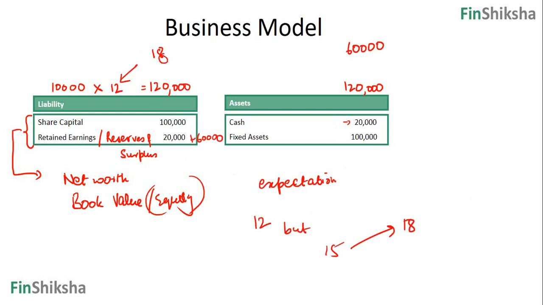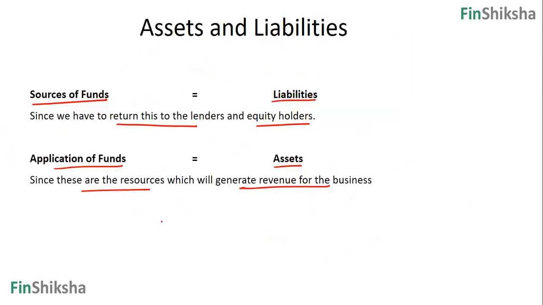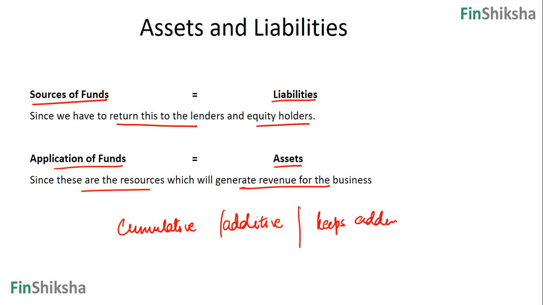Right? Now, what happens in real life is something else altogether. But remember that the stock price should be 12, but it could be less or more depending on what is the expectation from this business in near future. Remember one thing, however, that the balance sheet, look at this term, it keeps adding to the previous term. So the balance sheet per se is a cumulative or additive data point or statement, which basically means it keeps adding to previous year numbers.